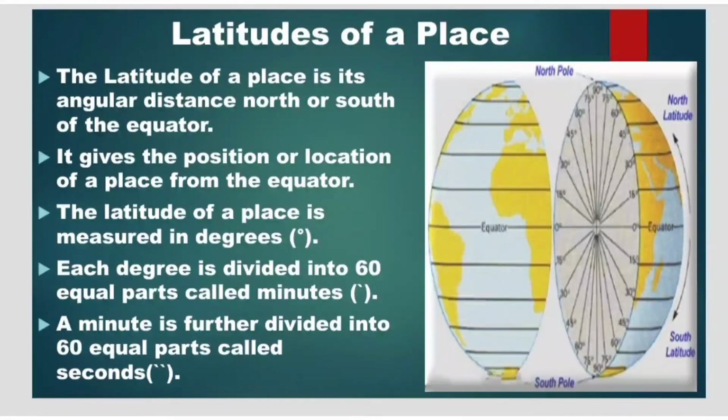Latitude of a place. The latitude of a place is its angular distance north or south of the equator. It gives the position or location of a place from the equator. The latitude of a place is measured in degrees. Each degree is divided into 60 equal parts called minutes. A minute is further divided into 60 equal parts called seconds.